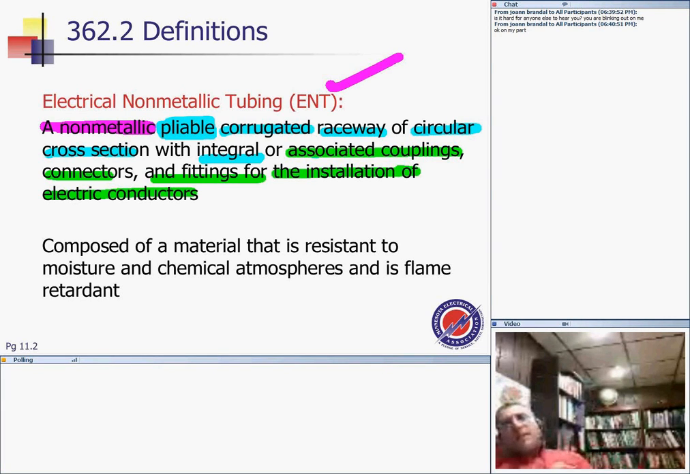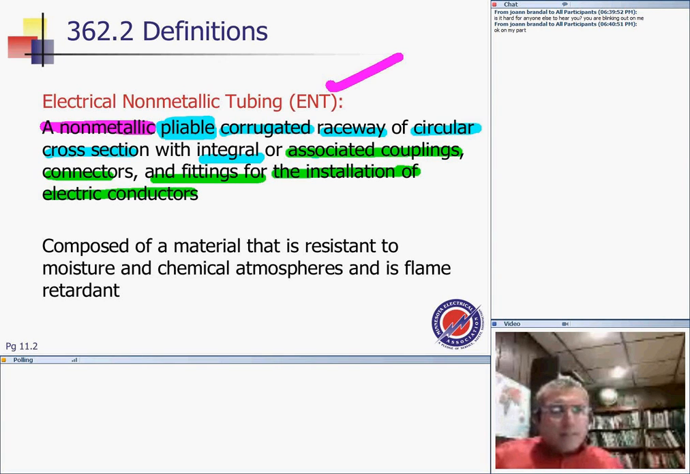And why do we use it? Like everything else, we're not using it, guys, to carry water or gas. We're using it to carry electrical conductors. And I emphasize, guys, the definition of this wiring system is very important. Understand what the definition is. Non-metallic means great for corrosive environments. Pliable, easy to work with. Most of them are circular, and all of them have their own associated fittings that you can just mix and match.